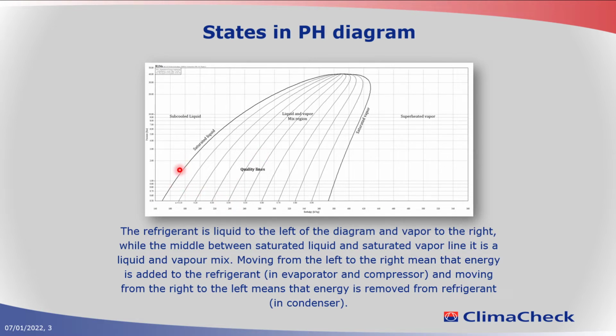If you move in this diagram from the left to the right, you are adding energy to the refrigerant. Well, that's typically what happens in our evaporator and the compressor. We are adding energy. If you move from right to left, we are removing energy from the refrigerant, typically in our desuperheater and in our condensers. So then we move from right to left and from left to right in the evaporator and compressor.